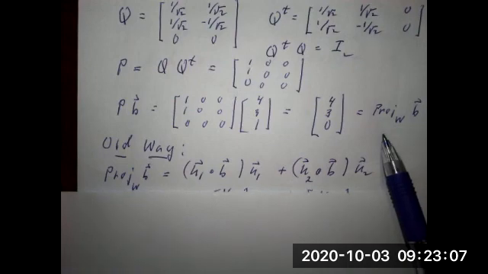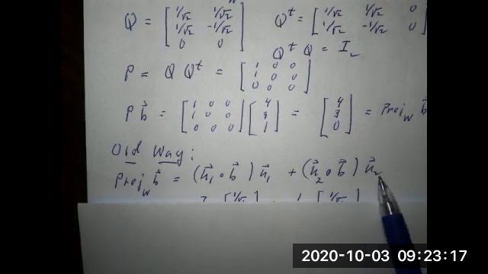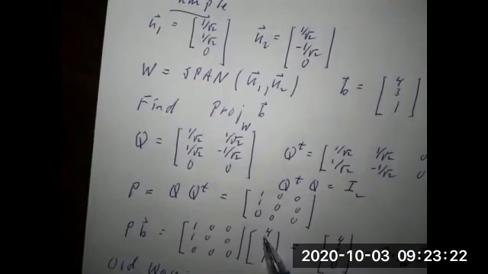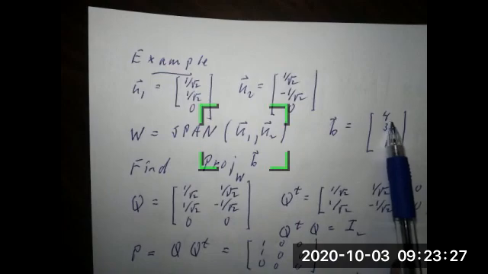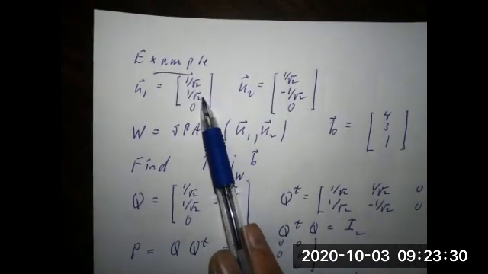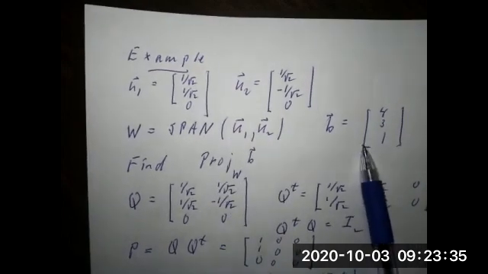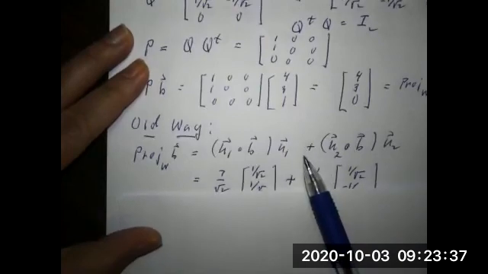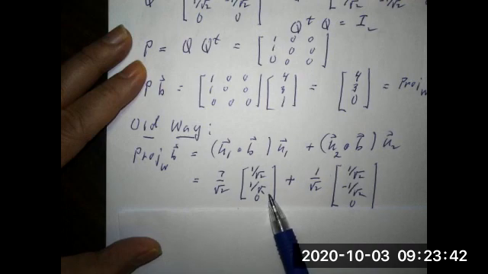Now we could have also, under the old method, calculated this orthogonal projection by taking U1 dotted with B, multiplying that by U1, taking U2 dotted with B, multiplying by U2. Let's consider U1 dotted with B. We'd have 1 over root 2 times 4, so that's 4 over root 2. 1 over root 2 times 3, that's another 3 over root 2, plus 0. So that would give me 7 over root 2. I would multiply that by my unit vector U1.